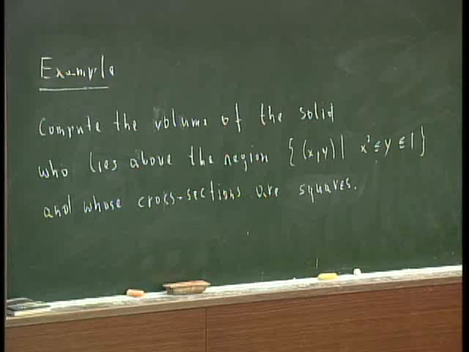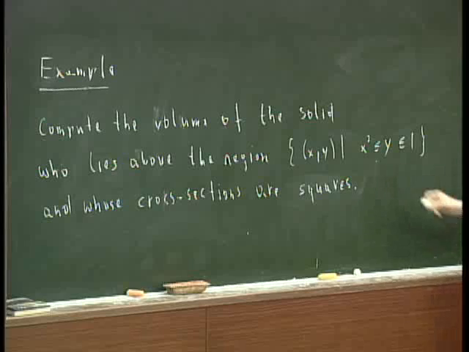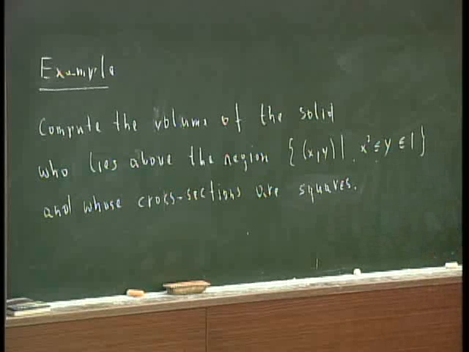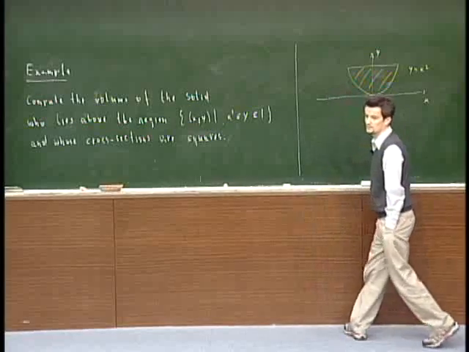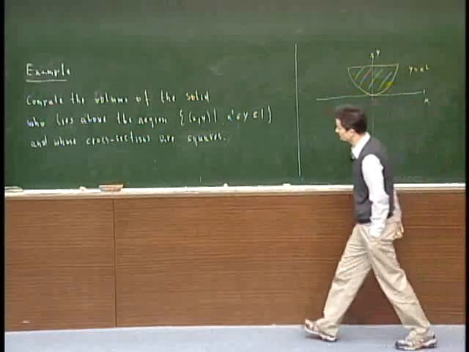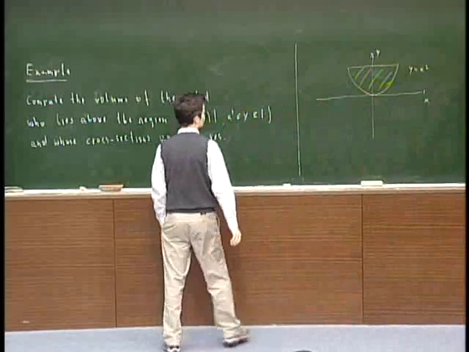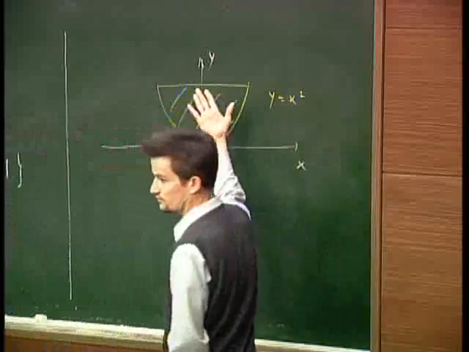So the first thing is let's look at how this region looks. This is not complicated. You have here y equals x squared, and here you have the line y equals 1. So our region is this here. And the cross sections are squares lying above this region.